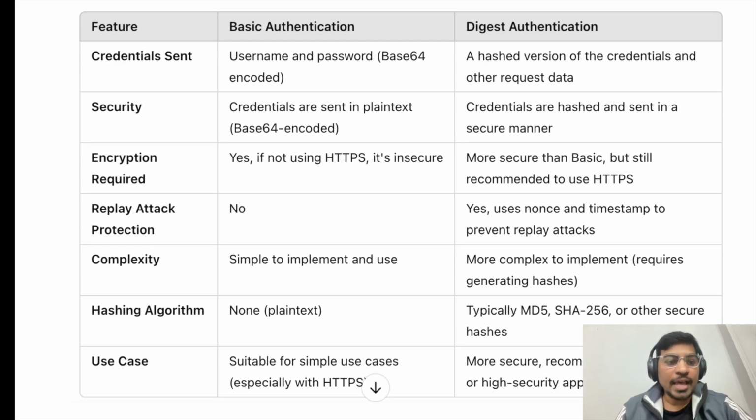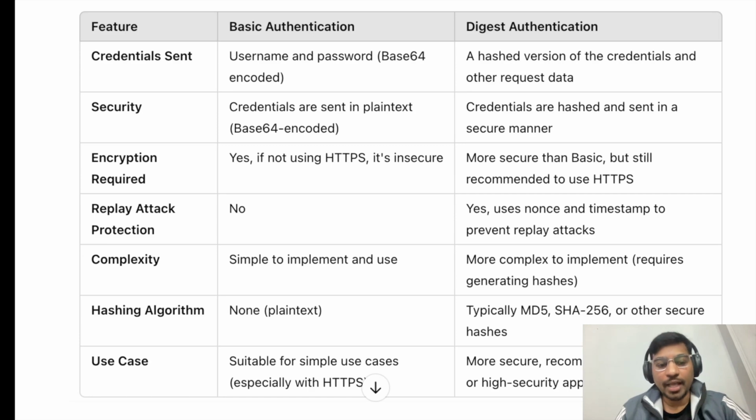Let's talk about the hashing algorithm. Basic authentication is only encoded, not plain text hashing, there is no hashing algorithm. In digest authentication, typically MD5, SHA-256 or other secure hashes are used for passing the credentials. Now the use case: basic is suitable for simple use cases, especially with HTTPS, and digest authentication is more secure, recommended for sensitive or high security apps.